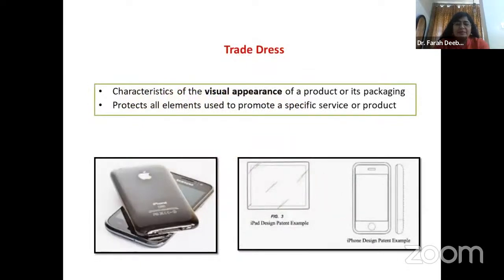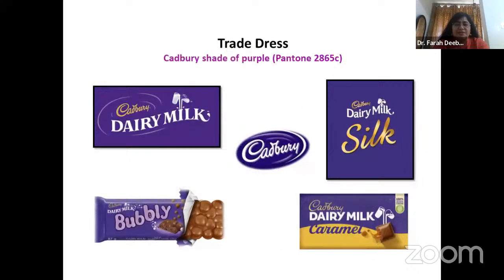So again, external appearance, and you will see the designs which are created into diagrams, which have to be submitted to the patent office. So the visual appearance will come under the trade dress. It protects all the elements, and you can see the shape and you will know what product it is. So I was mentioning the Cadbury's. This is the typical shade of Pantone 2865C, which they use. If somebody else uses the same purple, they will sue them.